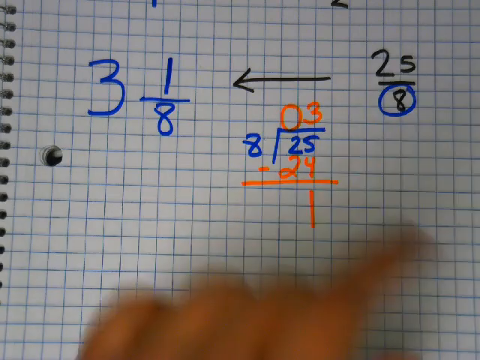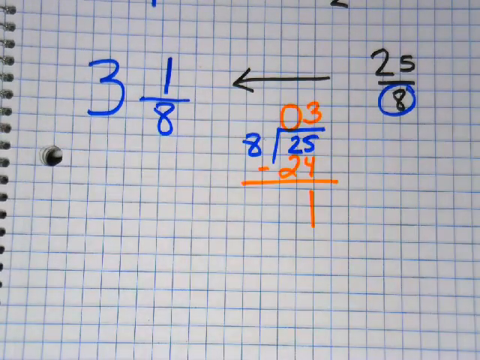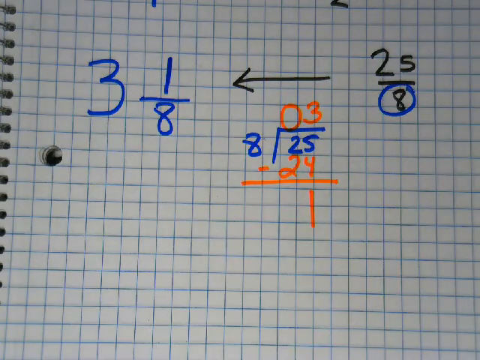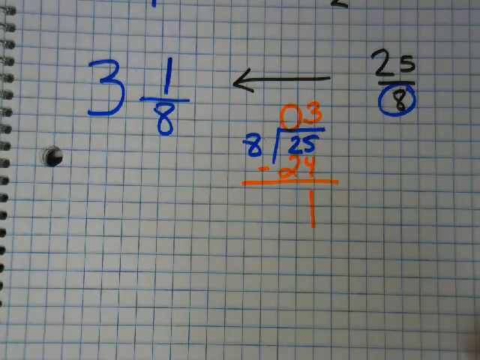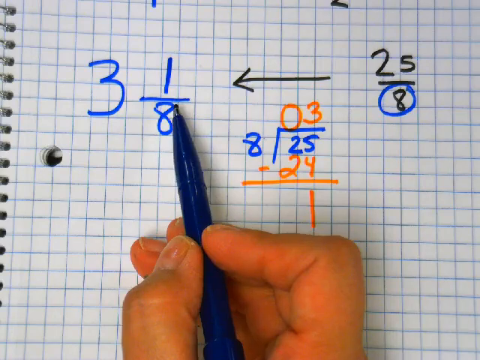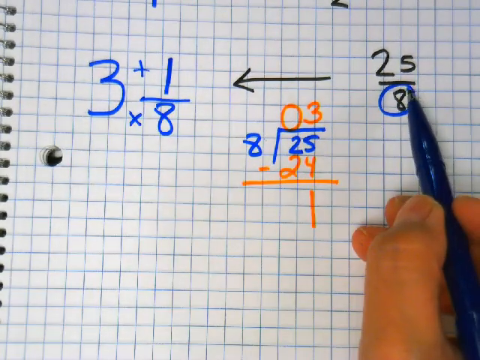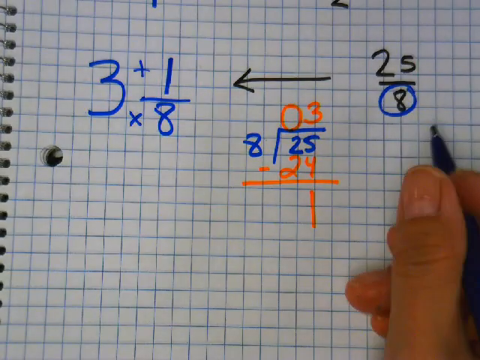So this number becomes your whole number. Your remainder becomes your numerator. And your denominator stays the same. So 25 over 8 is equal to 3 1/8. If you want to make sure you're correct, you can always go backwards and see if you get back to here, right?